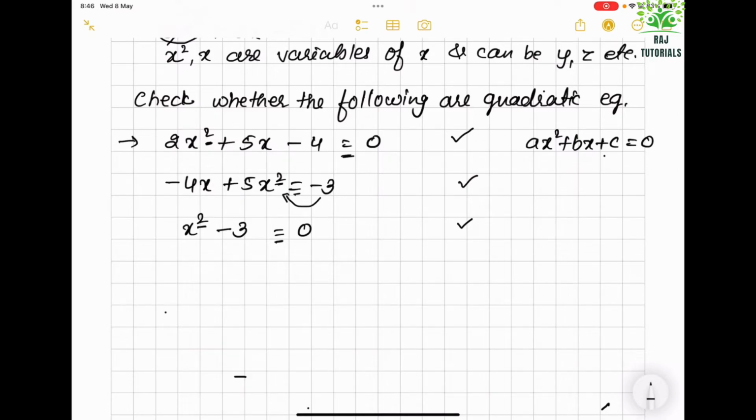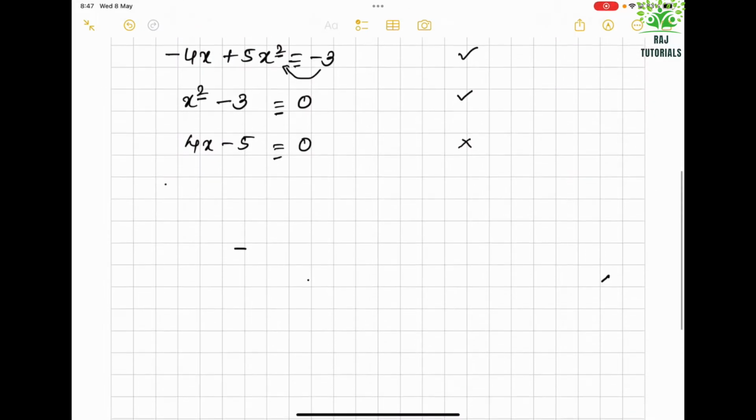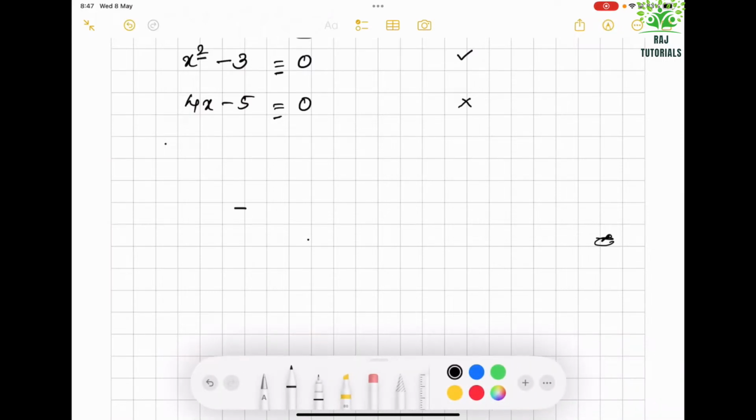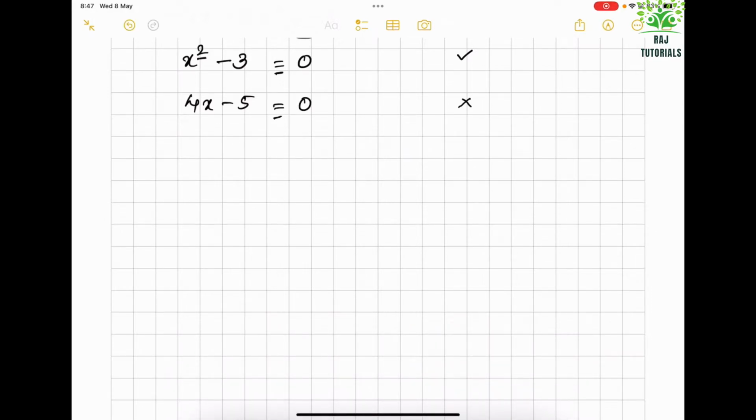But if I take an equation like 4x minus 5 equal to 0, see, equal to is there, so it is an equation. But there is no power of x square, so this is not a quadratic equation. So this is the basic part of your exercise: first, check whether the following are quadratic equations or not. Now moving ahead, I am moving directly to the second part, that is solution of a quadratic equation.